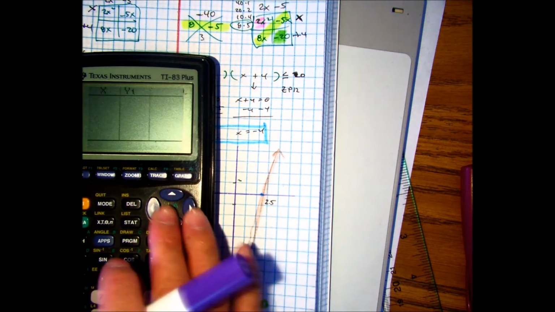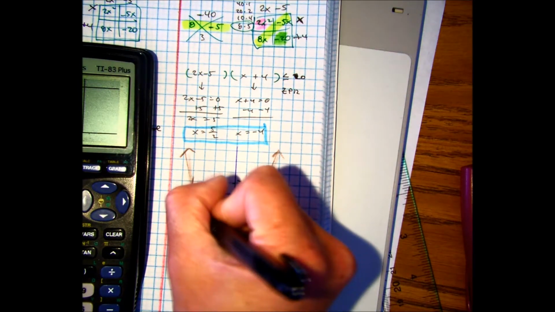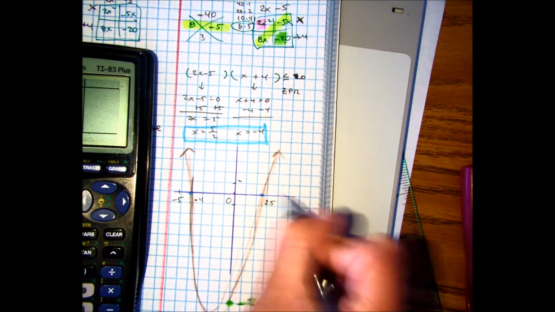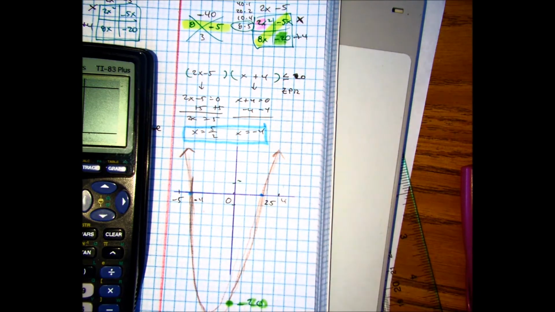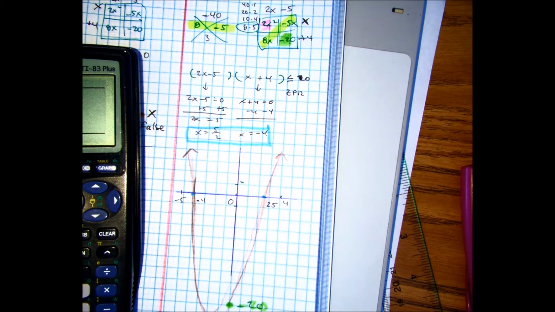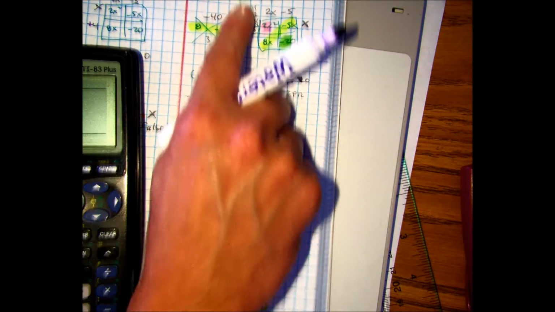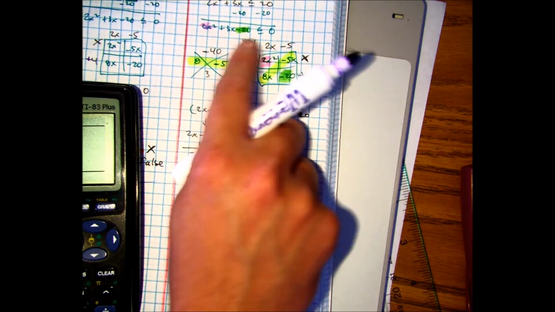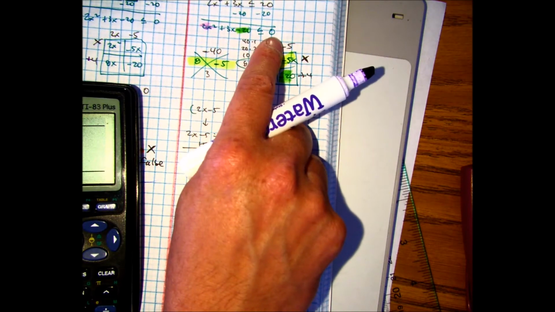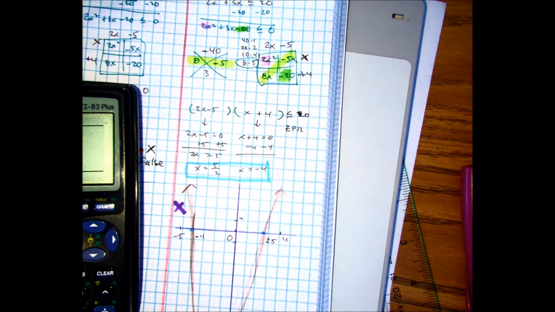So second table, I can just put in some numbers here. I'm going to test negative 5, I'll test 0, and I'll test 4. Negative 5 gives 15. So if I put negative 5 into the function, I get 15. Class, is 15 smaller than or equal to 0? No, so this area is false.